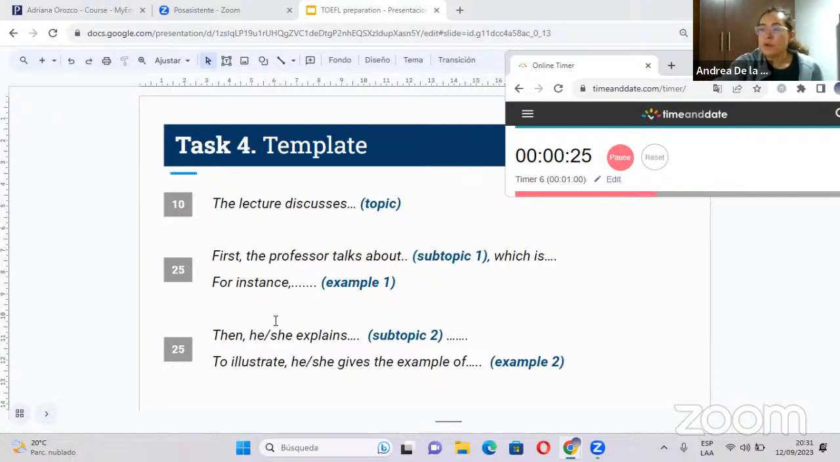Then the professor explains features, which are those extra characteristics that a product has that are not necessary, but that make the product easier to use or that make them more appealing for the consumer. To illustrate, she gives the example of cars as well, and she explains that air conditioning, sunroofs, stereos, and so forth are all of the features that today's cars have.